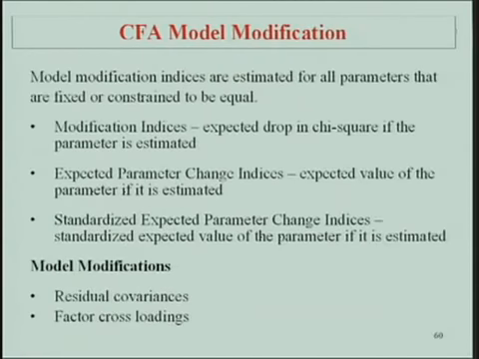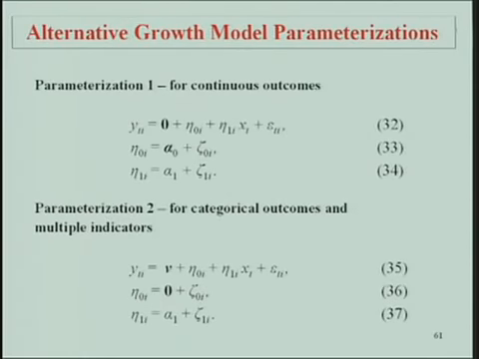Model modification is the expected drop in chi-square if the parameter is estimated. So you get a model, but you get modification indices for the fixed parameters, such as, we will see, the residual covariances. What would happen if you free them? You don't have to run it to say. You can see the expected drop, that is, expected drop means expected improvement. You want low chi-squares if the parameter is estimated. So this is standard in the SEM world. Statisticians call these modification indices Lagrangian multipliers, but we just call them MIs.